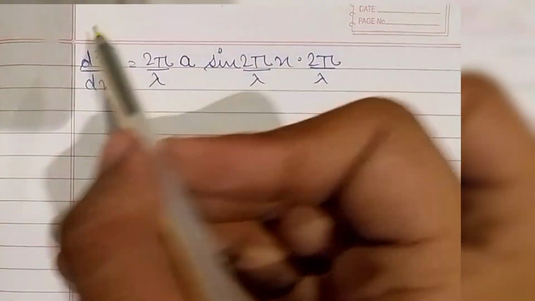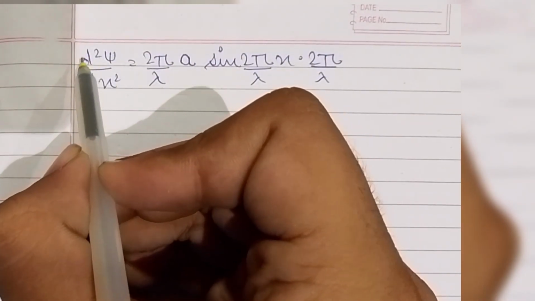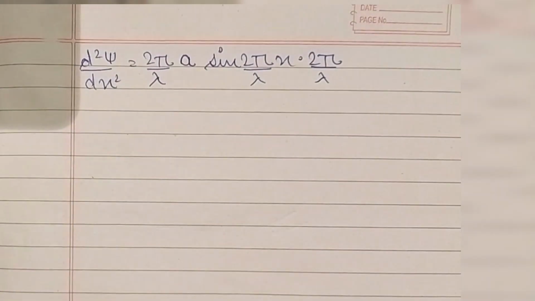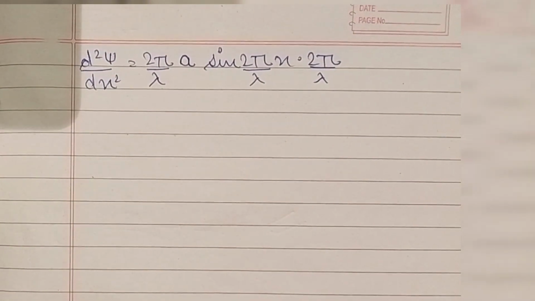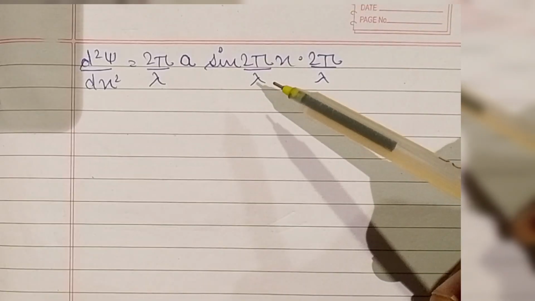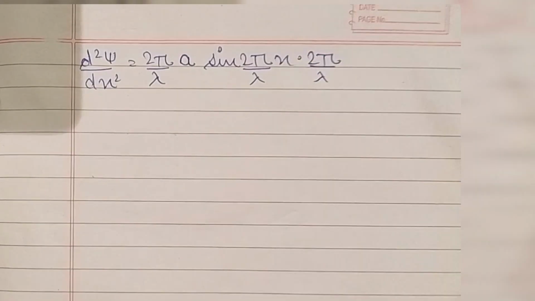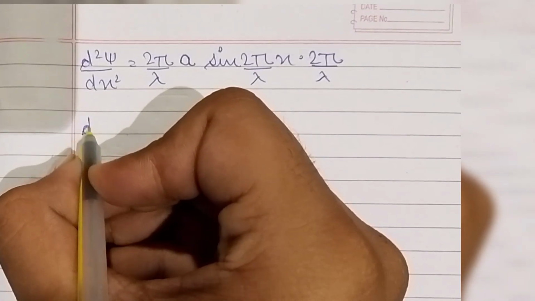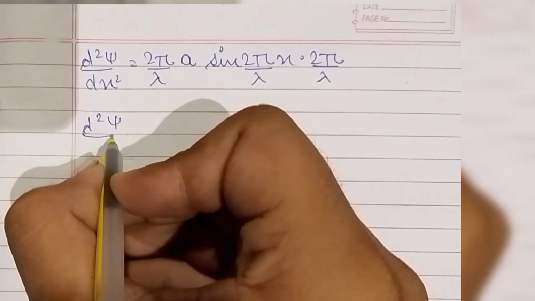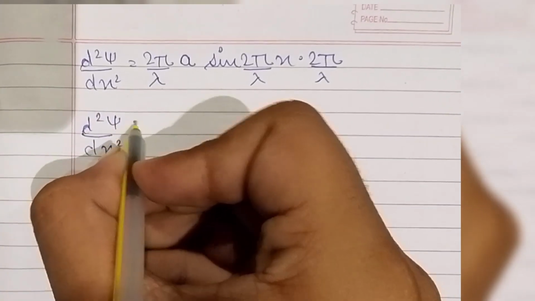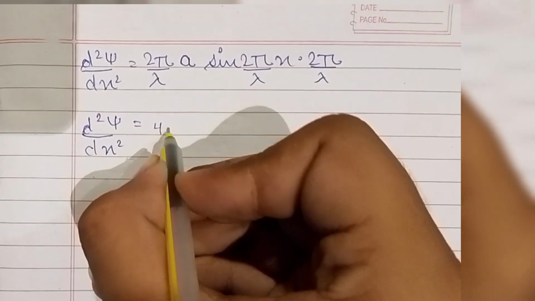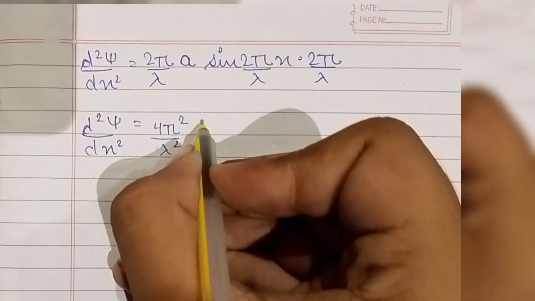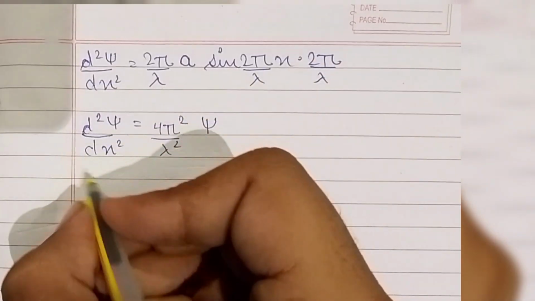Okay, video got some pause. So if we double differentiate it, we get d square psi upon dx square is equal to 2 pi by lambda into a sin(2 pi by lambda x) into 2 pi by lambda. Okay, so if we further solve it, d square psi upon dx square is equal to minus 4 pi square upon lambda square into psi.